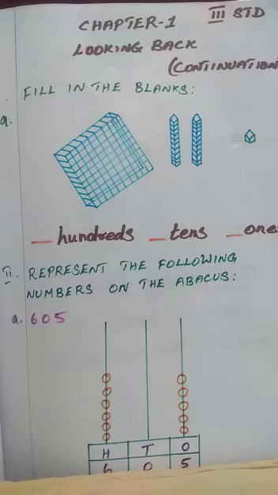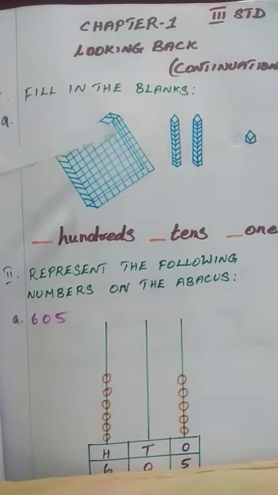What are the different ways of representing a number? Standard form, word form and extended form. These are the three different ways of representing the number. Okay, are you clear about that? Next we see how we are counting the ones, tens and hundreds. Now, how to read the picture.